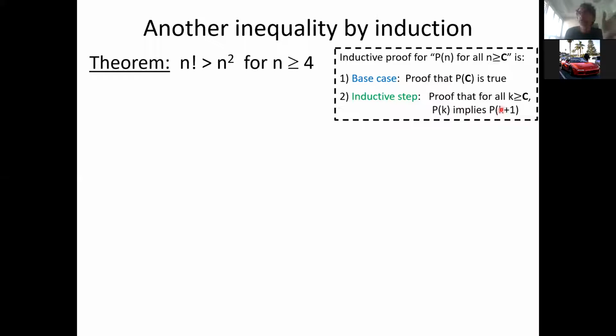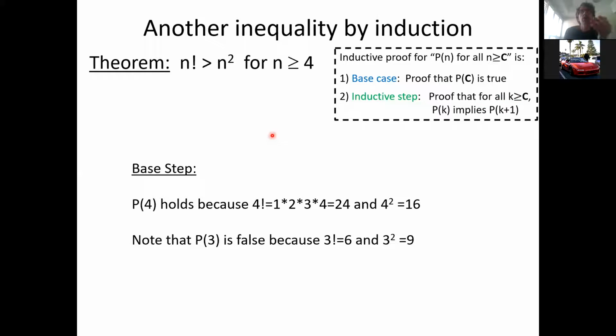So the same logic. The only thing that changed is the constant came in here, it modified the base case, and it came in here again to tell you the implication has to hold for all arguments starting from that constant. Okay, so what is the base case then? Well, it's to prove this for n equal to 4.